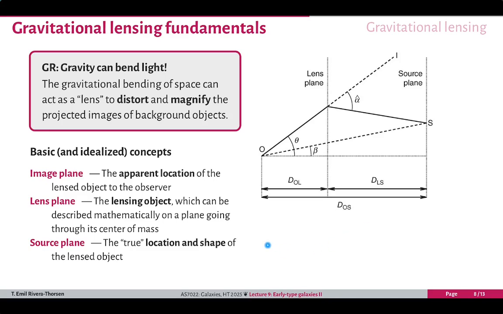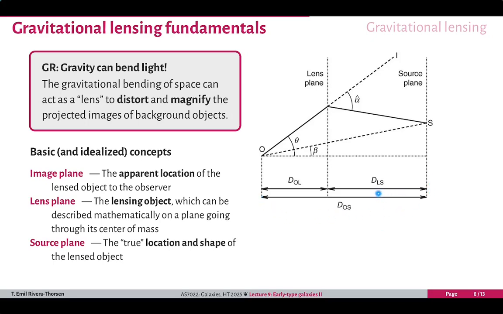Let's start out by looking at this figure over here. This is a simplified schematic of a system where we have an observer here. We have a lens somewhere here. This lens can have some kind of extent. And then we have a background source somewhere over here on this thing we call the source plane. In this setup, we also have three different distances: the distance from the observer to the lens, from the lens to the source, and from the observer to the source.